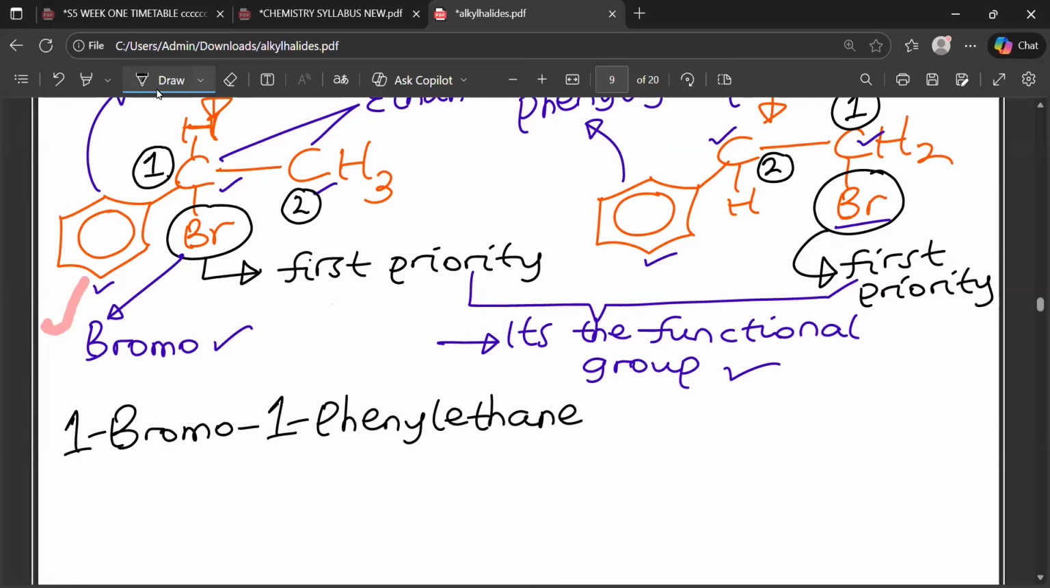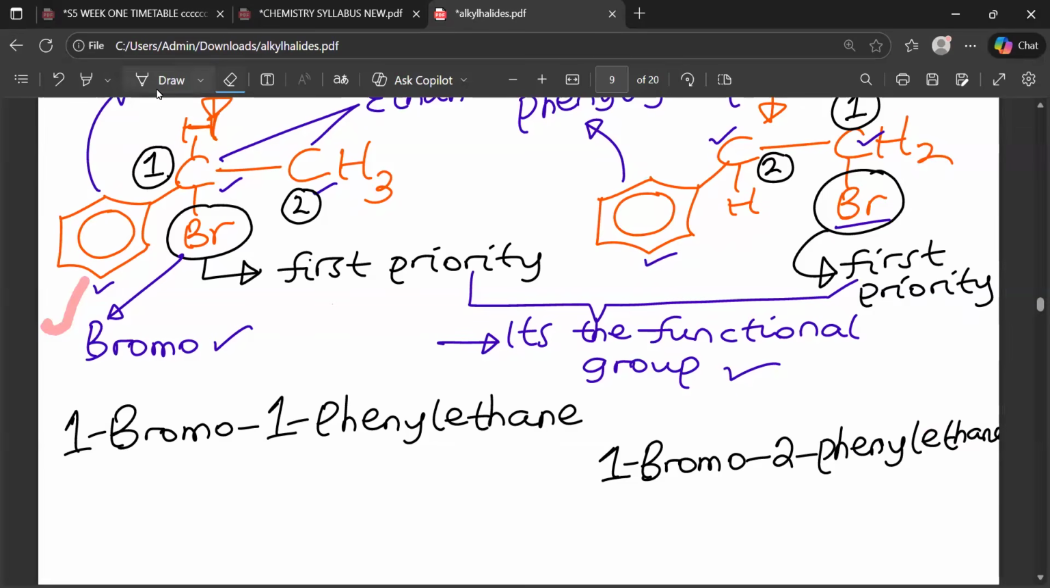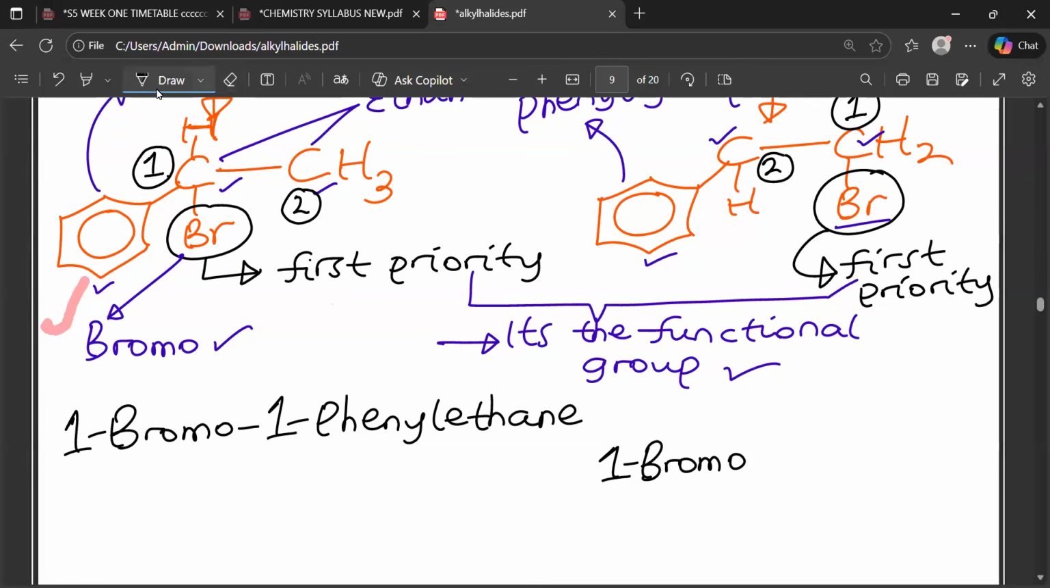Then I also come here and say this side will also be 1 bromo, but this time round 2 phenyl. But in each case, the position of bromo is 1. What can you say about that? Is it really normal? Should we just look at that?